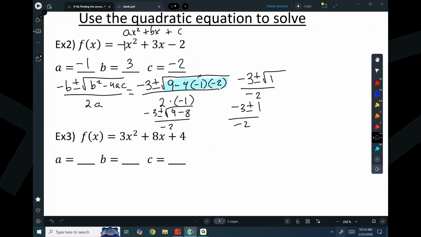Now let me real quick explain why it's plus or minus. When you take the square root of a number, like the square root of 1, you say 1 is the answer. But wouldn't negative 1 work also? Negative 1 times negative 1 is what? Also 1. So either number would work. And that's why we do the plus or minus here.